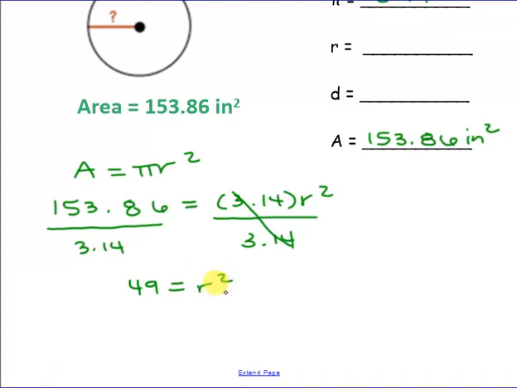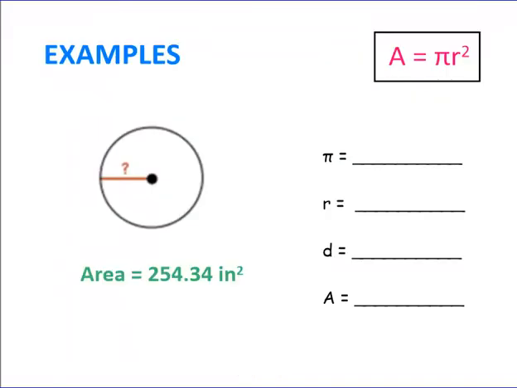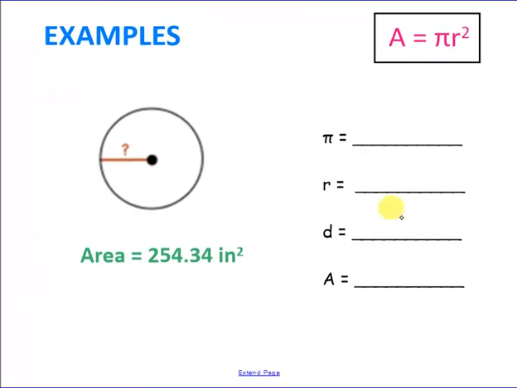Now, r cannot be squared in my final answer, so the way that we unsquare r is we take the square root of it. Whatever you do to one side, you have to do to the other side. So r equals, the square root of 49 is 7. So that's going to be radius equals 7 inches. Now, if the radius is 7 inches, then the diameter is going to be 14 inches, so double the radius.